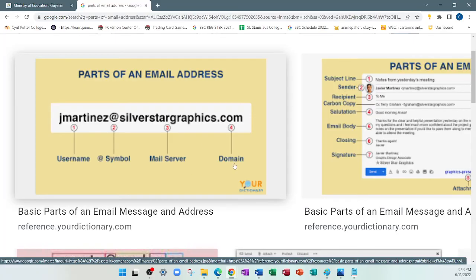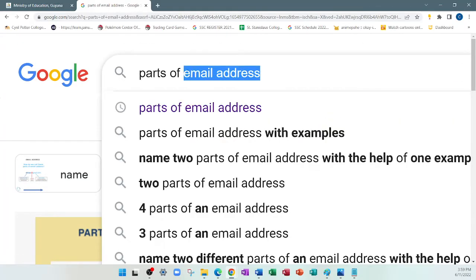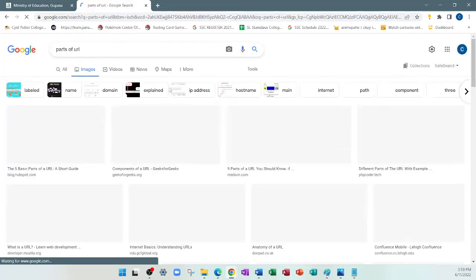And then lastly, you have the type of domain. It's a .com domain. Remember we talked about the domains, a .edu, a .gy. This is for a commercial organization, which is Silver Star Graphics. So you've got to remember the format of the email: the username first, then the @ sign, the mail server, and then the domain name. Also important to know the parts of a URL.